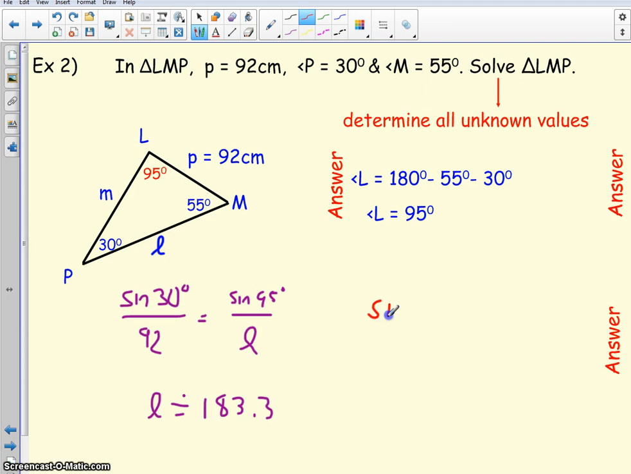So we'll have sine 30 degrees over 92. Again, that comes from angle P and side P. So for M, we're going to have the sine of 55 degrees over side M. Okay, and again, it's just algebra from here on in. I know it can be tricky, but again, remind yourself, multiply both sides by M. So you're going to get M times the sine of 30 over 92.